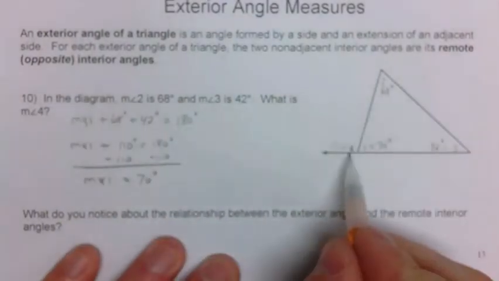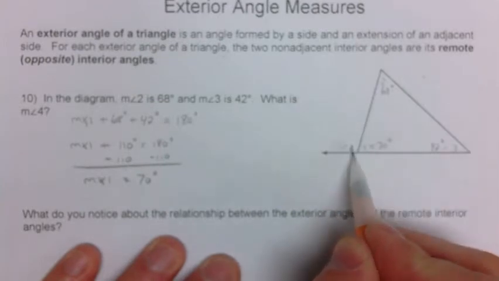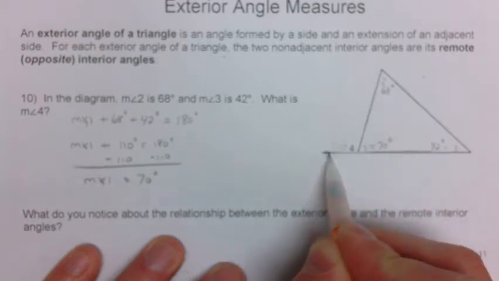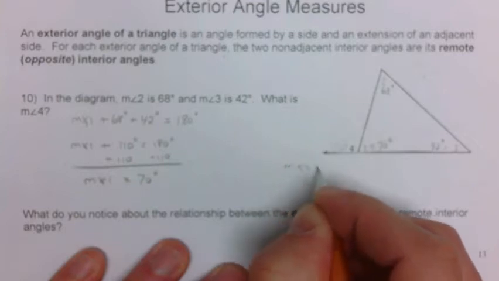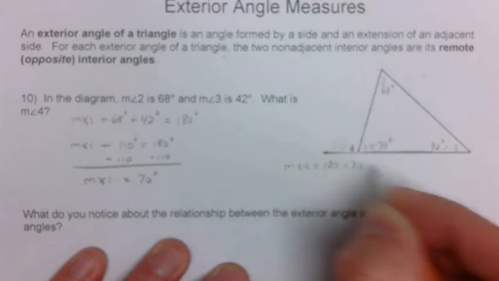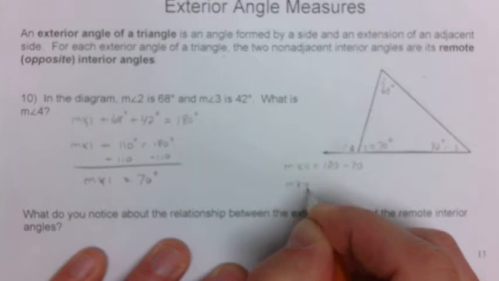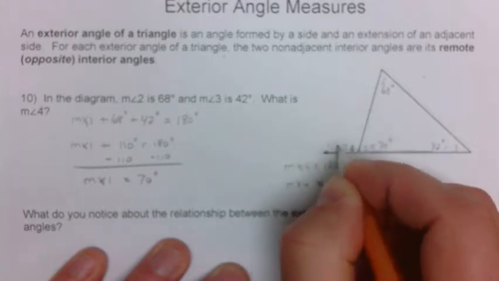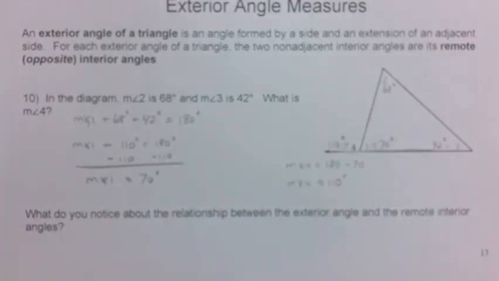Now to get the measure of angle number 4, well, I know that angle 1 and angle 4 form this straight angle right here. So these are called supplementary angles. Because they form a straight angle, they have to add up to 180. I'm just going to do 180 minus 70 because that was the measure of angle 1. And that means that the measure of angle 4 must be 110 degrees. So this angle here is a 110-degree angle.